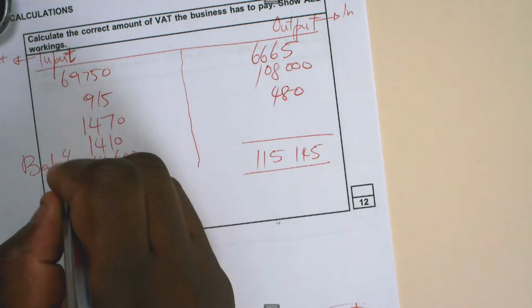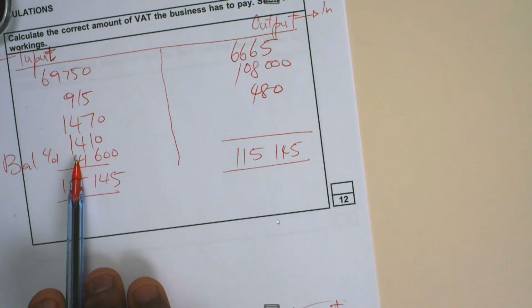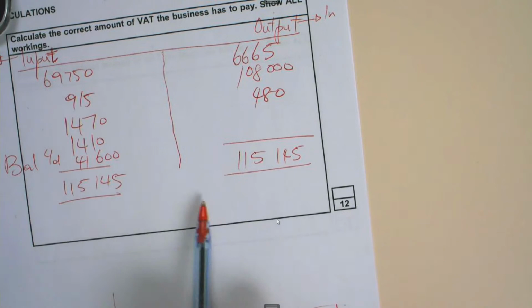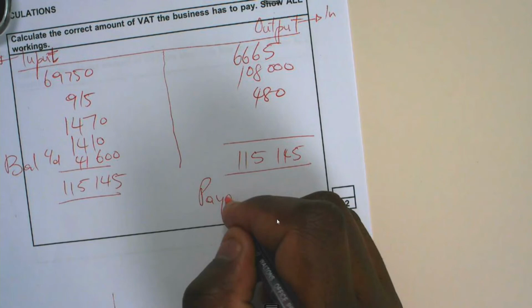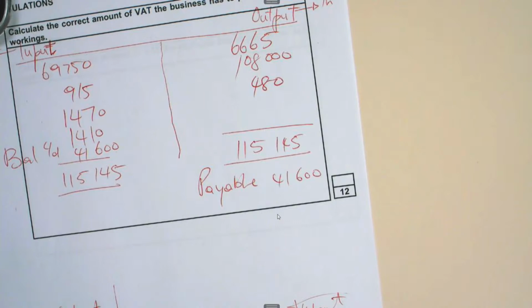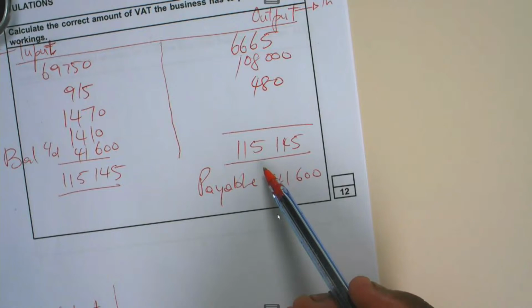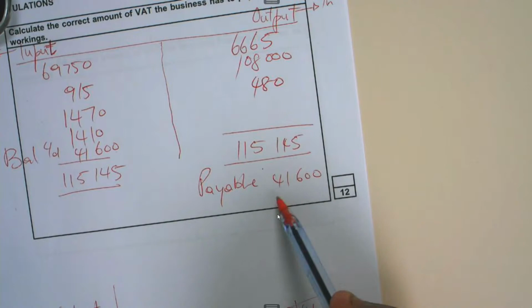Now you must check. Remember from your grade 10 年: this is our balance carried down, and when our balance carried down is on the debit side, it means our balance brought down would be on the credit side. But here we will not write a balance brought down, but we'll write payable. Payable for 41,600. It means now we'll be guided by our balance brought down. If our balance brought down is on the credit side, then the business must still pay this amount to SARS.